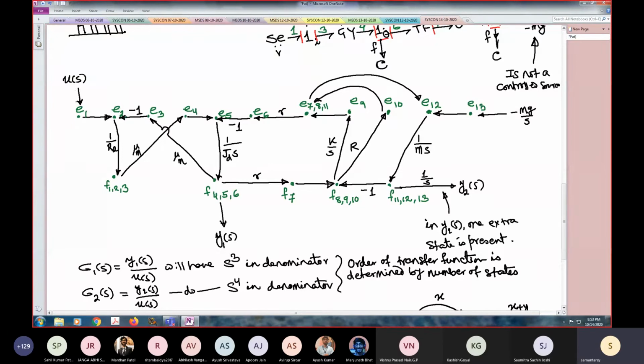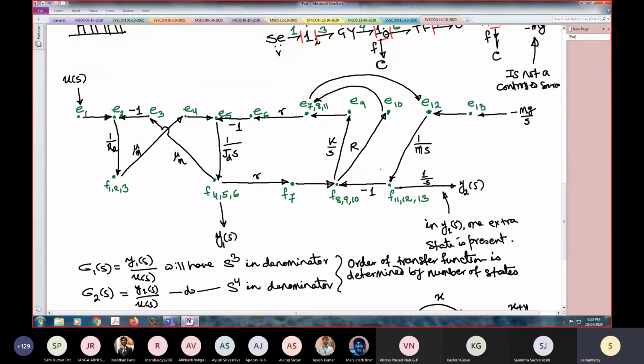We have to go through E1, E2, F1, 2, 3, E4, E5, F4, 5, 6. All right? So if required, we can remove the path from this F4, E3 to E2. This path is not in forward path. So you may reduce that. But the path from E2 to F4 through these intermediate things should not be removed. The path should be kept.